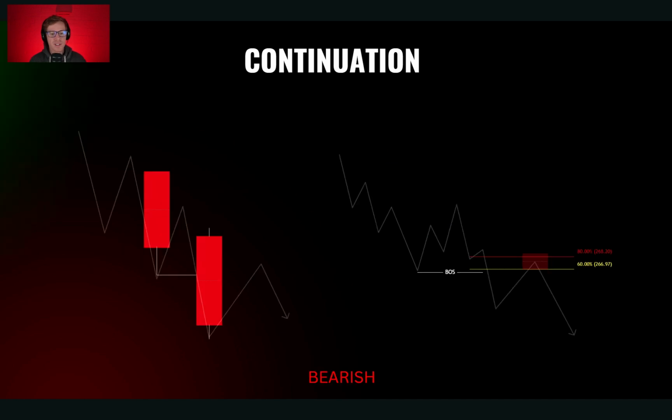For our bearish continuation, you can see we get a break in structure to the downside. This candle closes below the low of the previous candle, and this is showing us continuation to the downside. If we were going to look for an entry, we'd wait for that break in structure. We'd wait for price to retrace either into a fair value gap or into a golden pocket fib, where we can look to take our continuation entry.